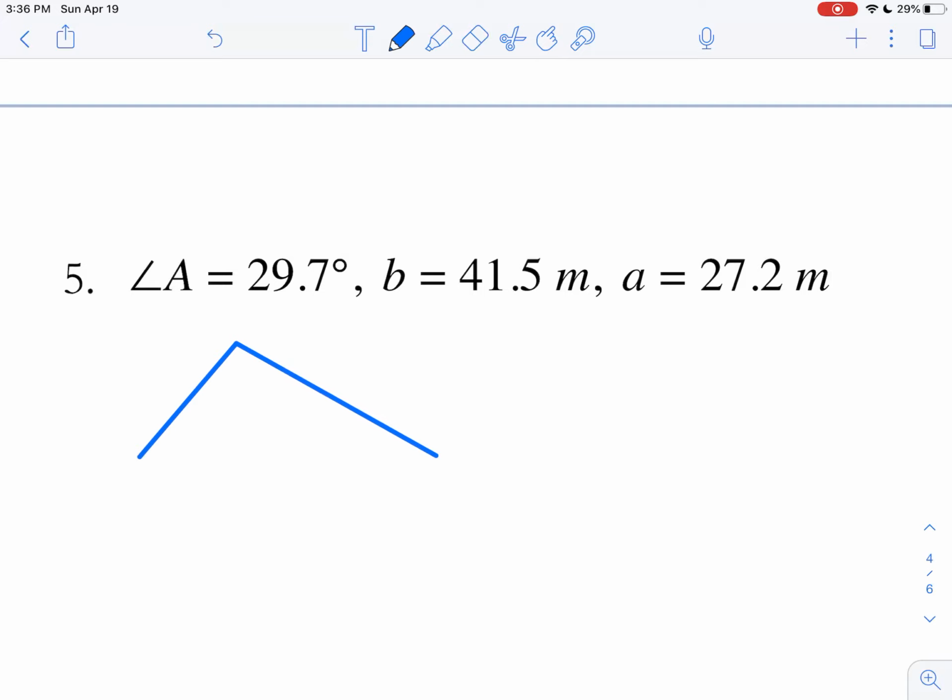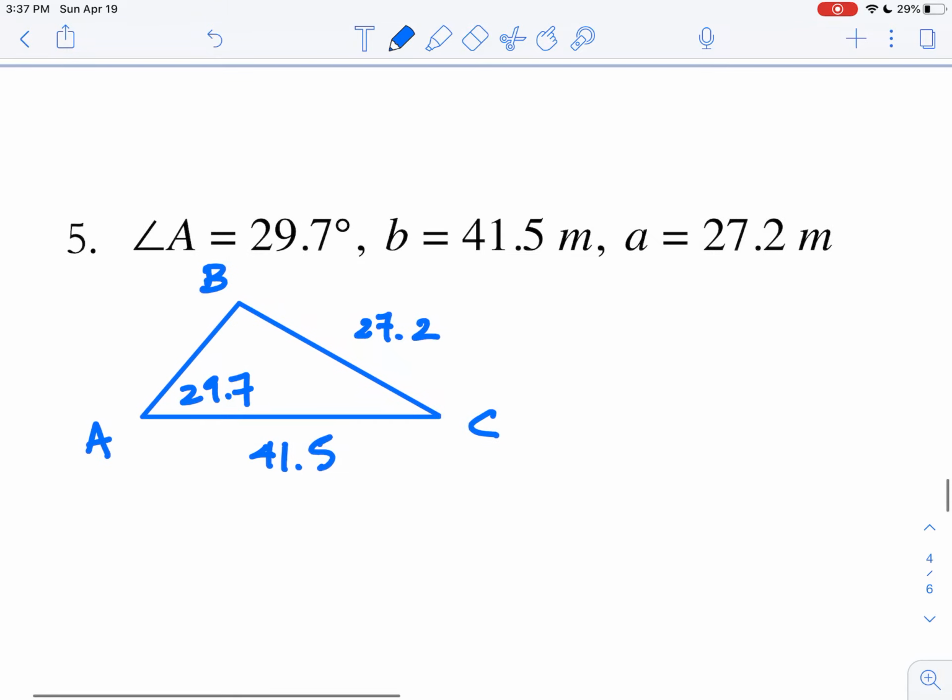By now this should be a pretty intuitive first step: draw a diagram and label your diagram. And so we've got 29.7, we've got 41.5, and 27.2. All right, so let's see what we can do with this.